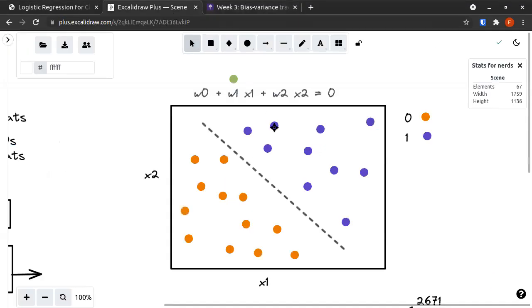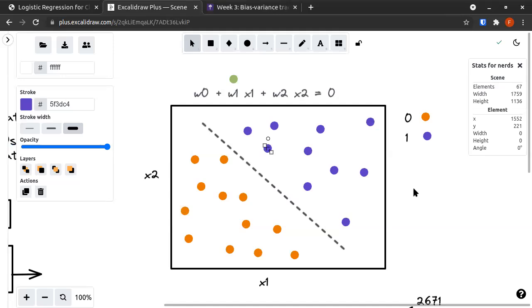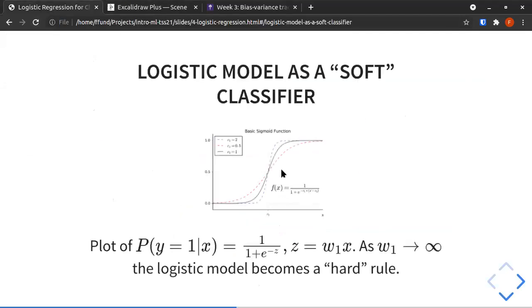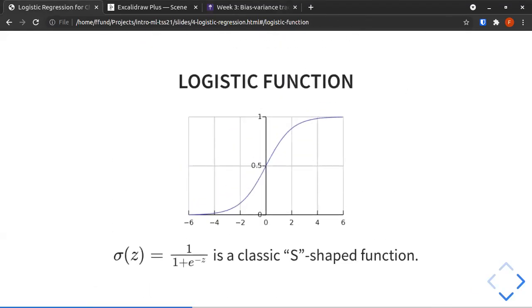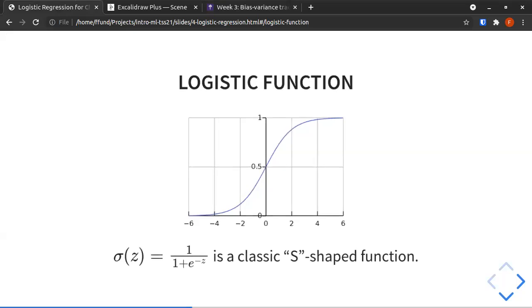But if we have data that's not linearly separable or more mixed up, then we can have a less steep sigmoid function, and we end up with lower weights and a less steep rule. So the sigmoid function has these nice intuitions behind it, in that it outputs a more confident probability if the point is farther from the hyperplane.